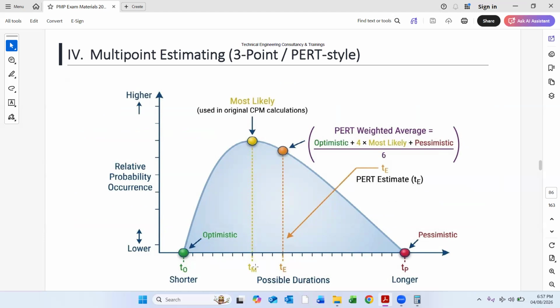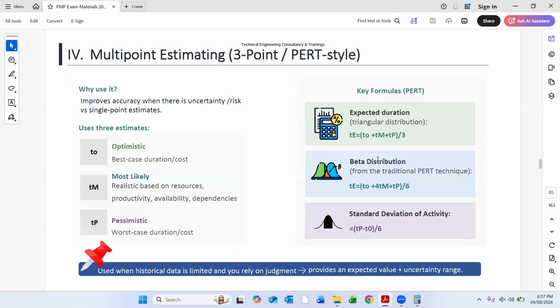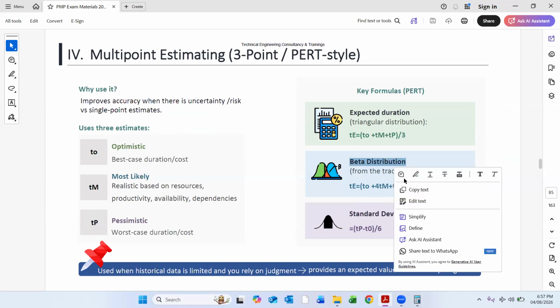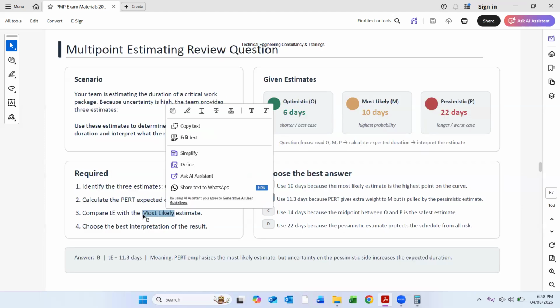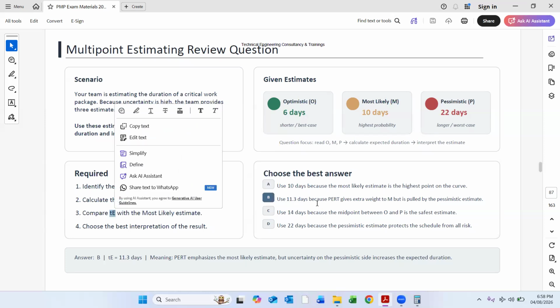12.6. Yes. So we will use TE, because the formula for TE is the beta distribution. We are not calculating standard deviation. The beta distribution we are talking about is from the traditional PERT technique, not the triangular distribution. That's why we use this formula, because we want to compare this with the most likely estimate. So we are not using most likely, we are comparing TE. Use 11.3 days because PERT gives extra weight to most likely, but is pulled by the pessimistic estimate. Here the weightage is because it is 4 times multiplied by most likely.